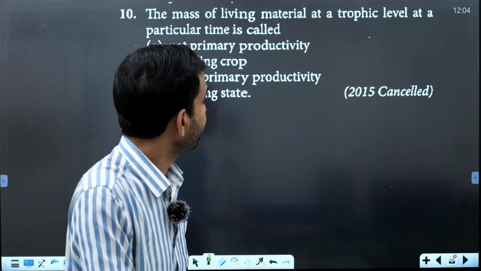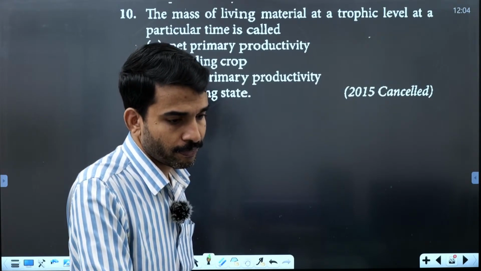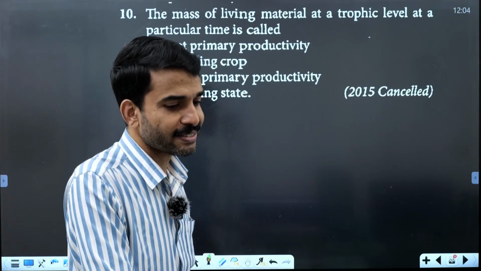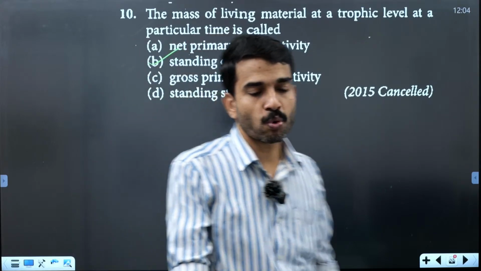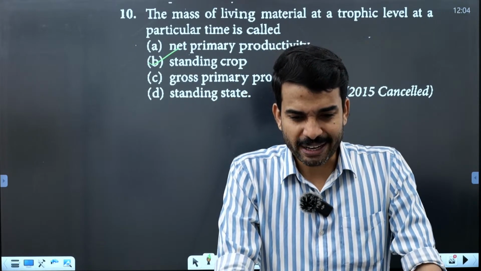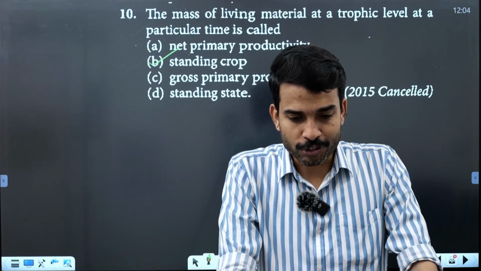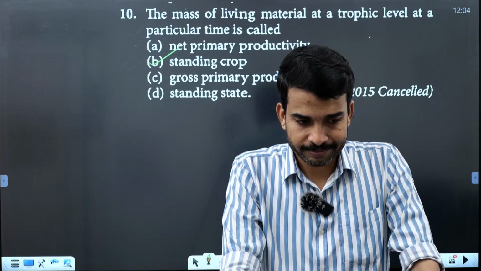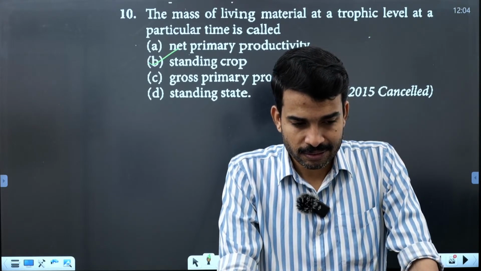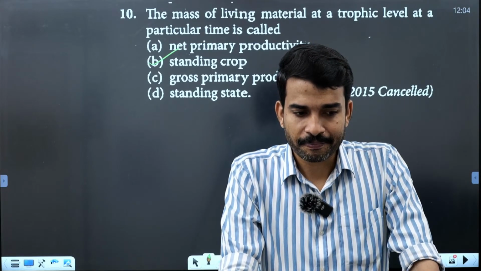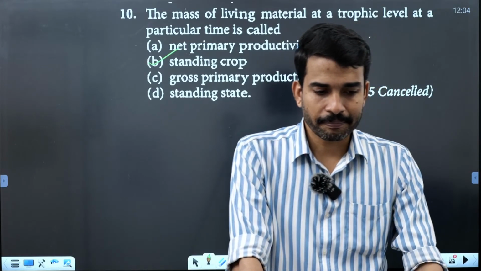Mass of living material. Yeah, of course it is box. Okay, standing crop. We'll go with the standing crop. Standing state means what then? Standing state, you might have studied, right? It's not there in your syllabus. Okay, that portion got deleted. Standing state, any guess? Anybody knows? What is standing state?